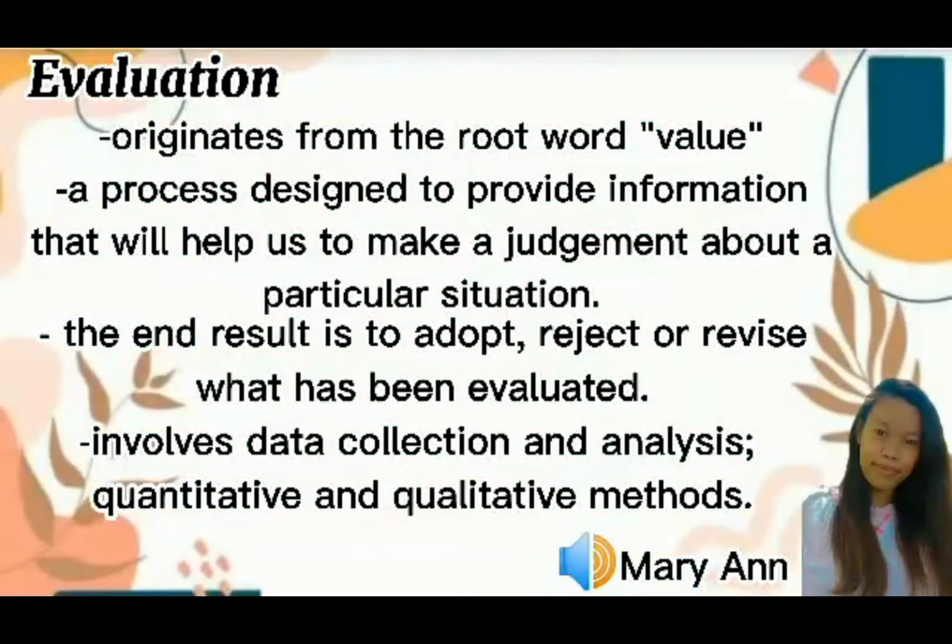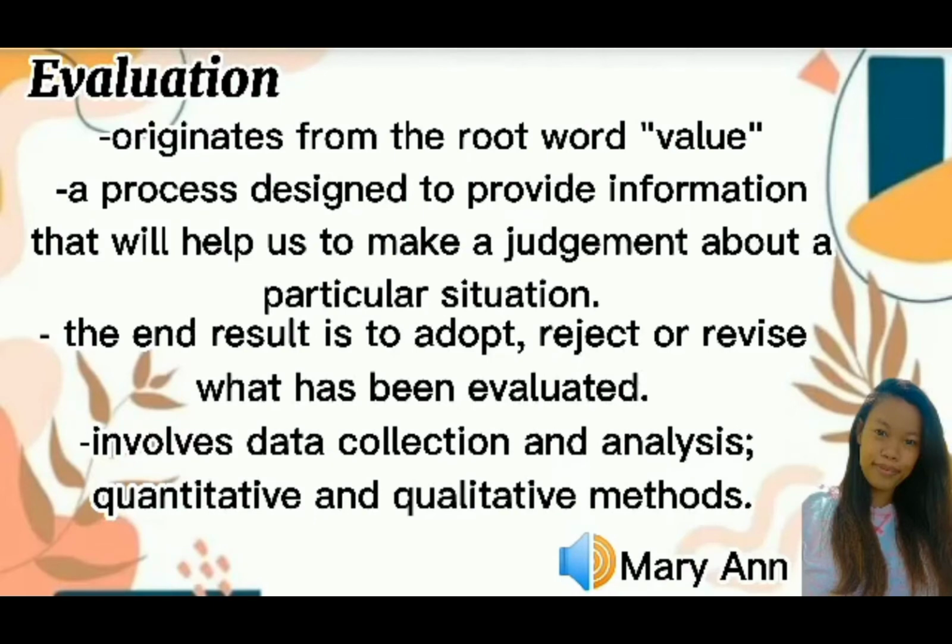So what is evaluation? Evaluation originates from the root word value, because evaluation is an action of appraising or valuing something. Evaluation is a process designed to provide information that will help us to make a judgment about a particular situation. Through evaluation, it can help us to gain knowledge if that given specific activity improves or not. So, the end result of evaluation is to adopt, reject, or revise what has been evaluated.